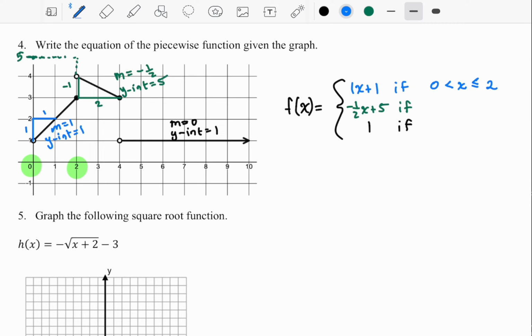The second piece, same deal, but this time it's going from 2 to 4. 2 to 4. All right, so 2 going to 4, open circle first, then closed circle. So less than or equal.